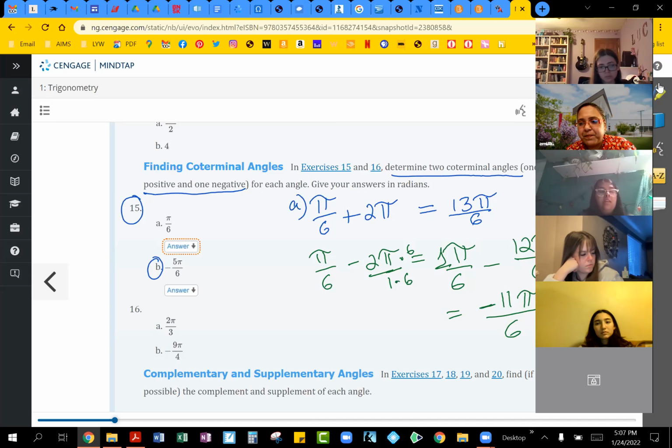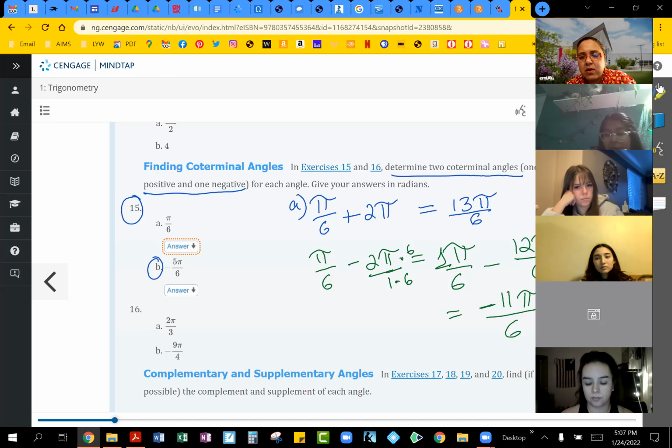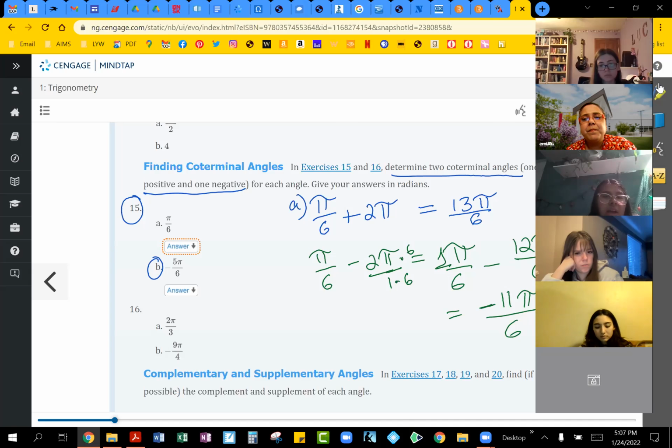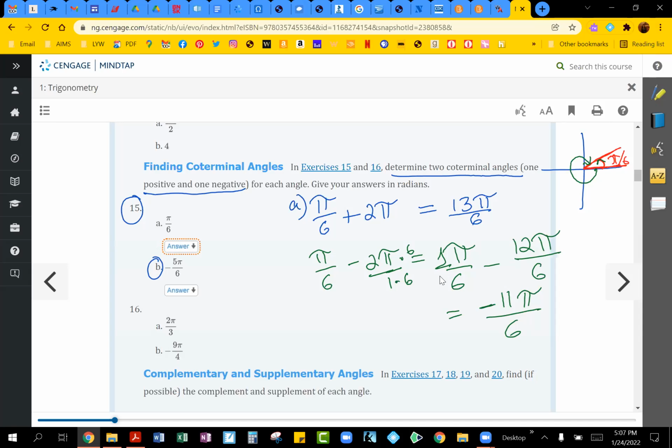Melanie, go ahead. Yeah, I just have a question. I think it's number 9 on the homework. I don't know if I was doing it incorrectly, because I was subtracting the 2 pi and adding the 2 pi, but I couldn't submit a negative answer, if that makes sense.